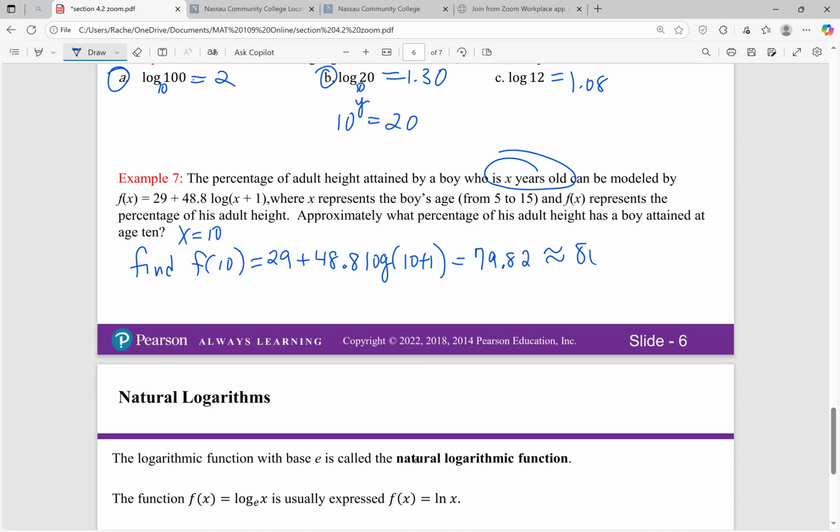Which is about 80%, right? We're predicting the percent of the adult height attained by a boy who's 10 years old. By the time the boy is 10 years old, he's attained about 80% of his adult height. So that's an example of using a logarithmic equation or function to model height in terms of a boy's age, if the boy's between 5 and 15 years old.